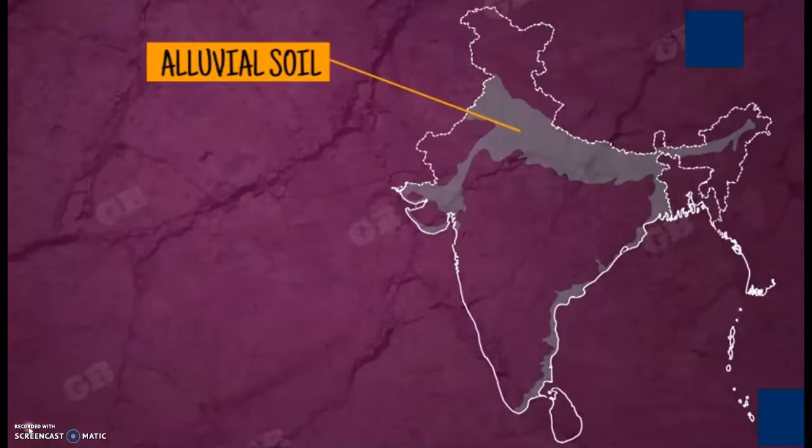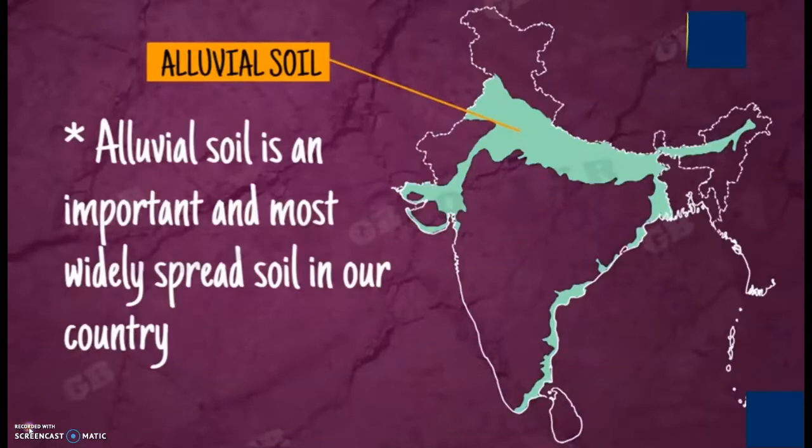Then next one is alluvial soil. Alluvial soil is an important and most widely spread soil in our country. The northern plains of India are made of fertile alluvial soil, which extends to Gujarat and Rajasthan through a narrow corridor formed by the rivers Indus, Ganga and Brahmaputra. Alluvial soils are also found in the eastern coastal plains. These are the eastern coastal plains and deltas of the Godavari, the Kaveri, the Krishna and the Mahanadi rivers.